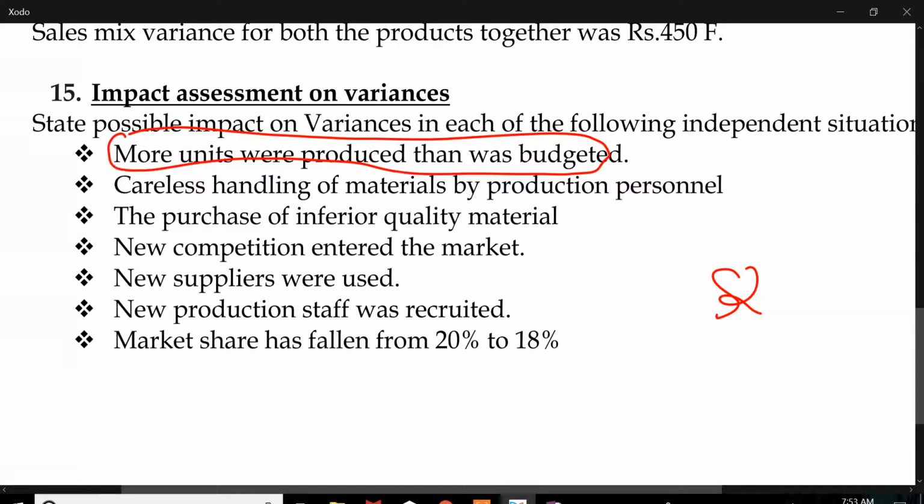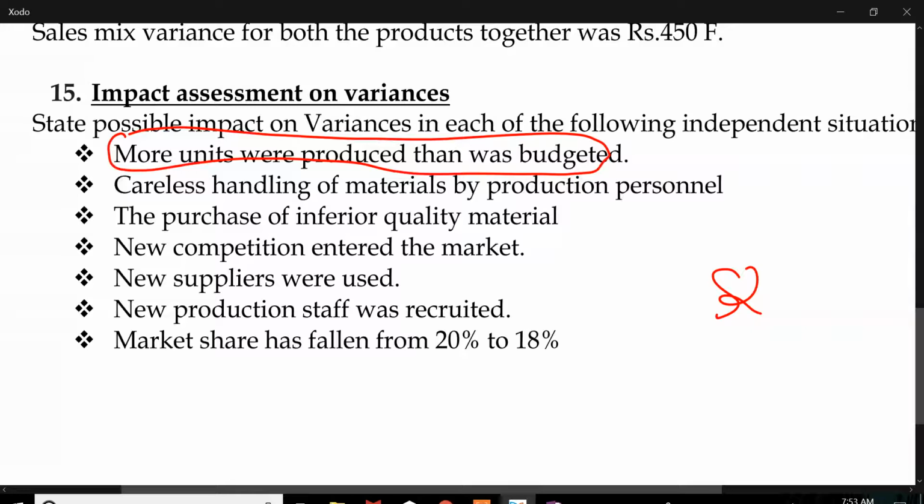adverse material usage variance. The next level of interpretation, please listen. It can also lead to, I'm not sure whether the institute has taken this, adverse labor efficiency variance. Why can it lead to adverse labor efficiency? When you are doing careless handling of material, some of the material may get scrapped.